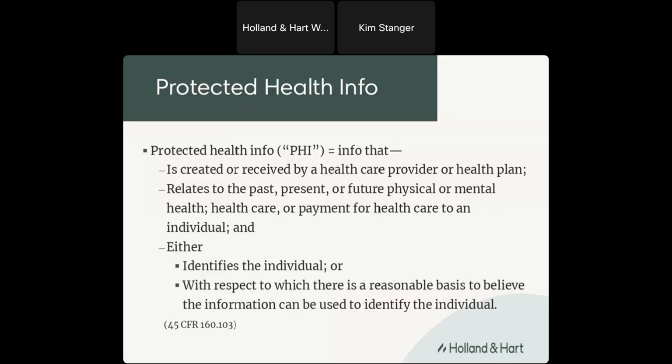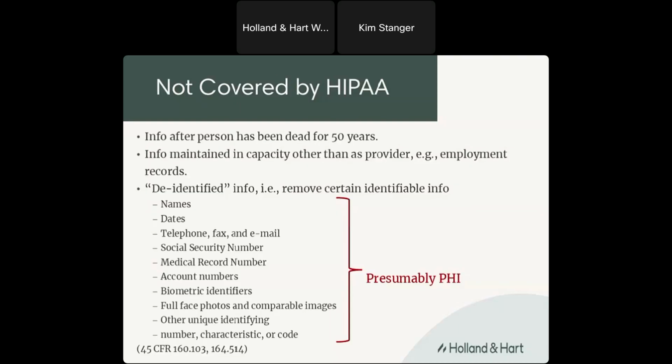It applies to any information that's created or received by a healthcare provider or a health plan that relates to the past, present, or future physical or mental health, healthcare, or payment for healthcare to an individual, and either identifies the individual or with respect to which there is a reasonable basis to believe that the information can be used to identify the individual. It's not just their medical records. It's any information identifying them or linking them as a patient. It's just their name, even if you don't have other stuff. Their account number, even if you don't have other stuff. Any individually identifiable information relating to healthcare or payment is protected health information under HIPAA, and you've got to comply with the rules.